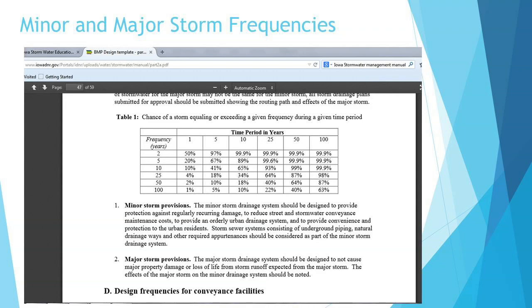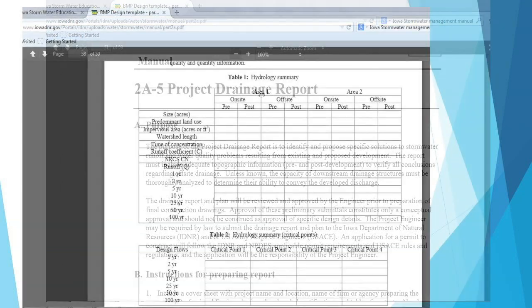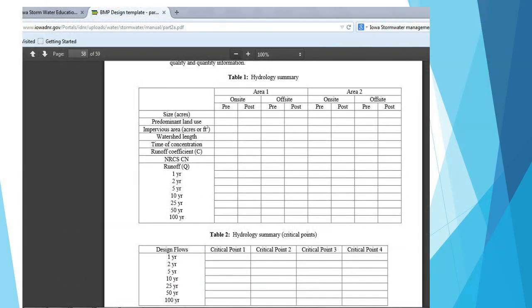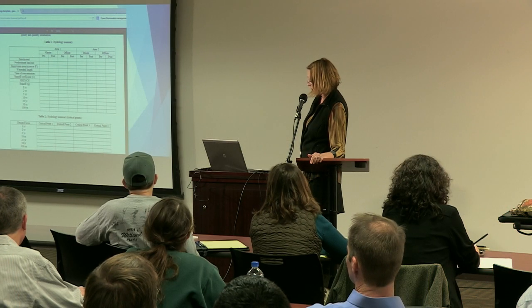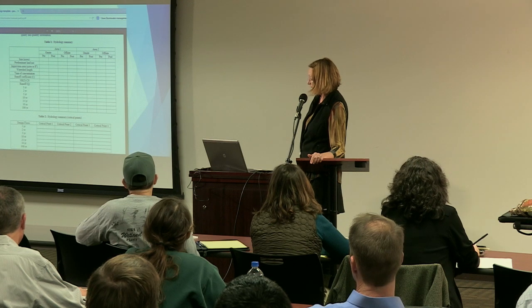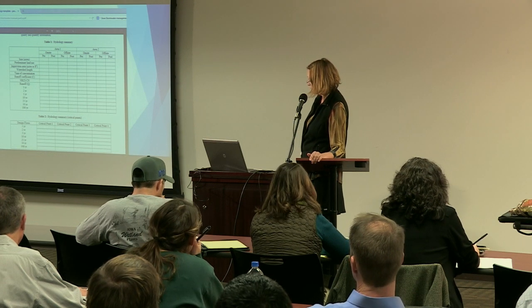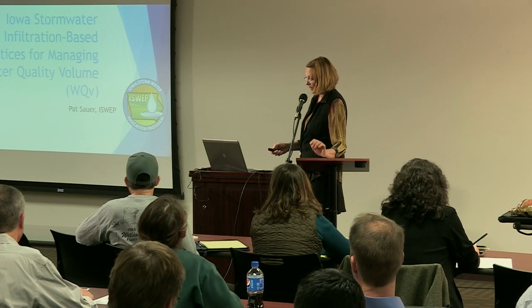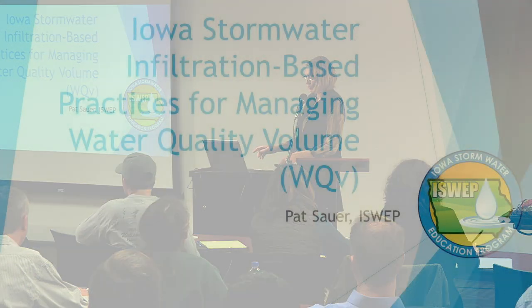And included in this section as well is a project drainage report, which cities and other design professionals can use either when reviewing plans or if you're designing plans for a city or other entity. It provides a nice basis of information. And so I'm just showing you some of the tables that are provided as well. ISWIP has created a similar document to this. And so with that, I am going to stop, and Greg is going to take over on the unified sizing criteria. So just give me a couple minutes.